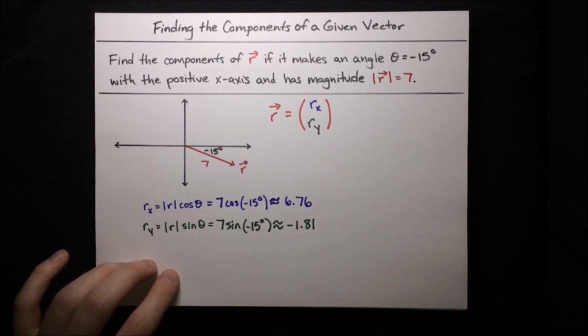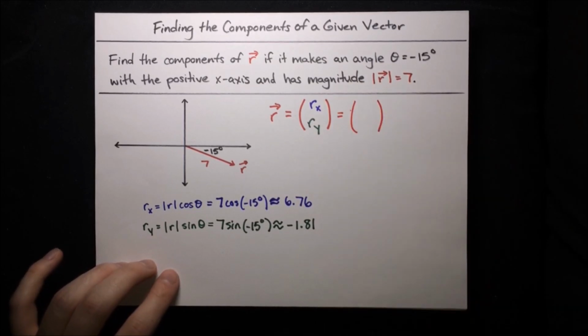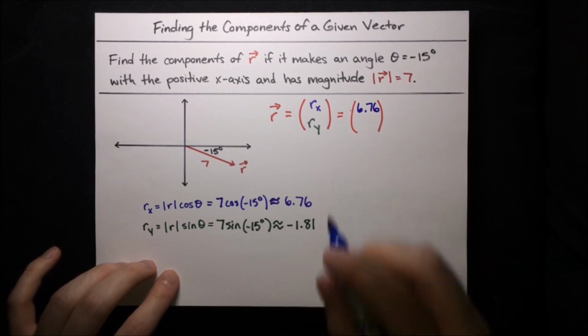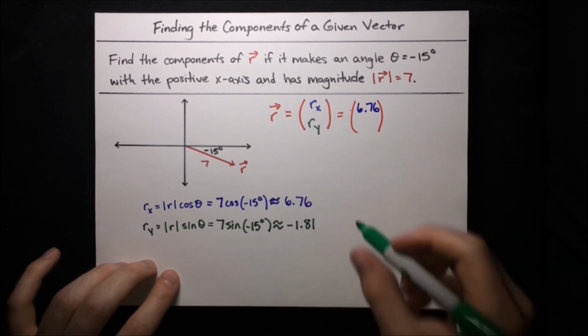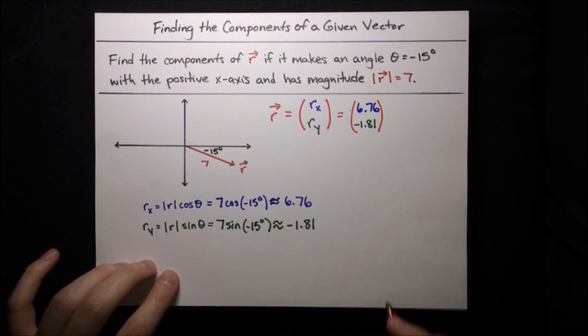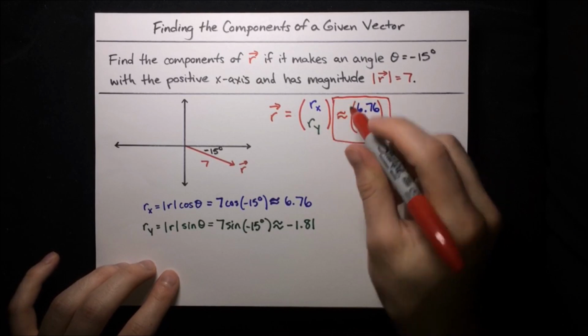Okay, so that's our components. We just put that into our component form here. Our x is just 6.76, and our y is just negative 1.81, and there we go. So that is approximately our component form for r.